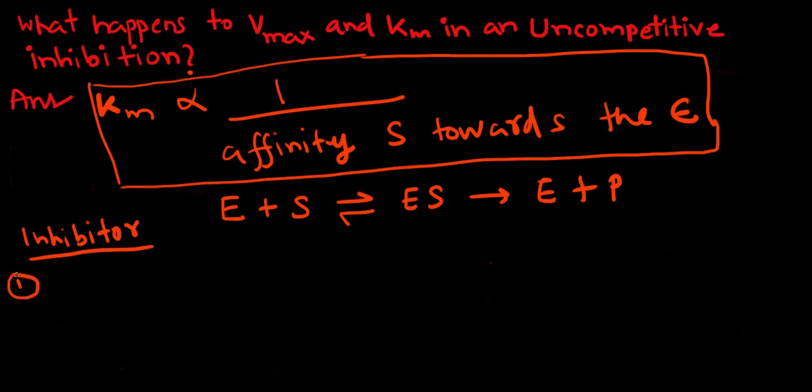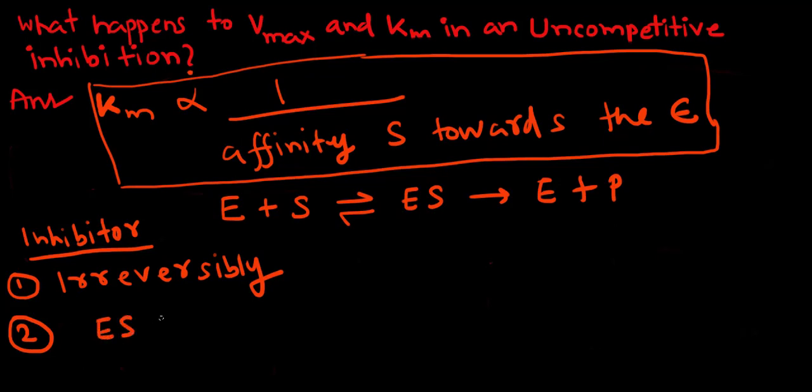First thing is the inhibitor binds with the enzyme irreversibly. And the second thing is the inhibitor has more affinity for the enzyme substrate complex than for the individual enzyme. So from this information, what can you tell about the Vmax?